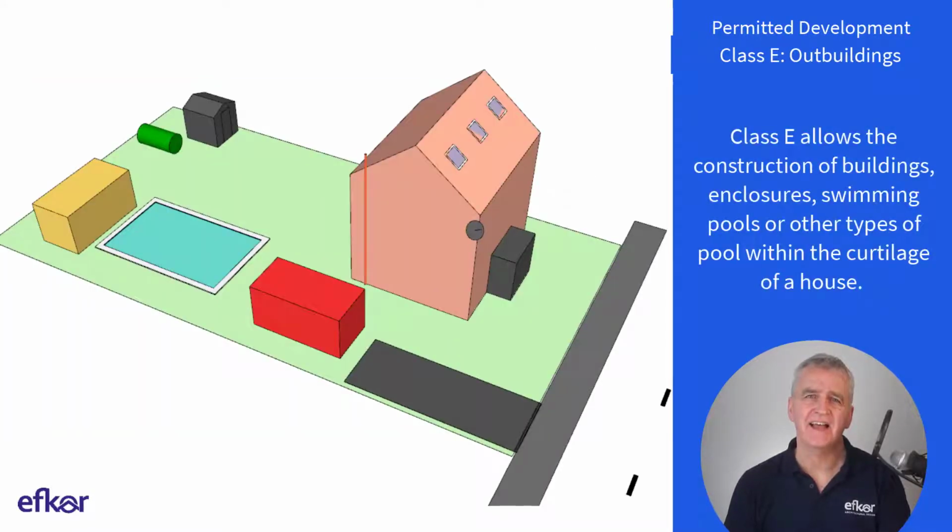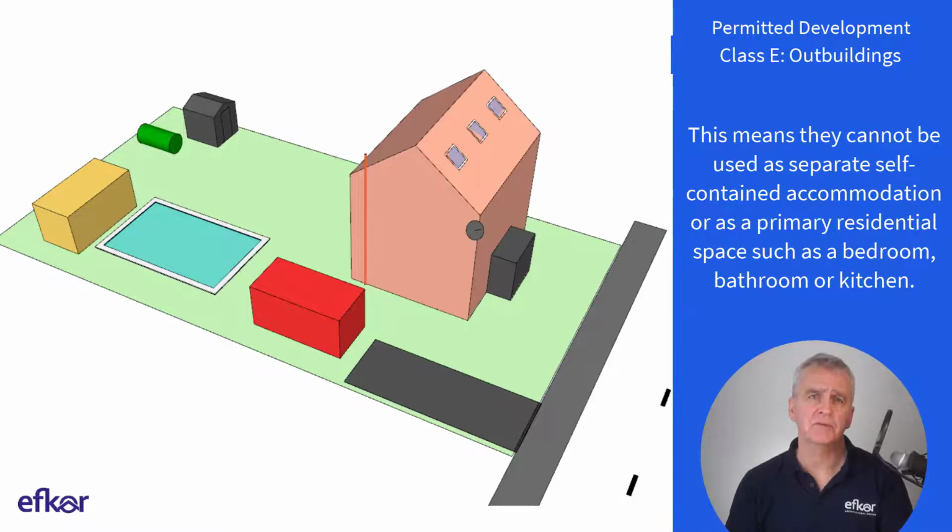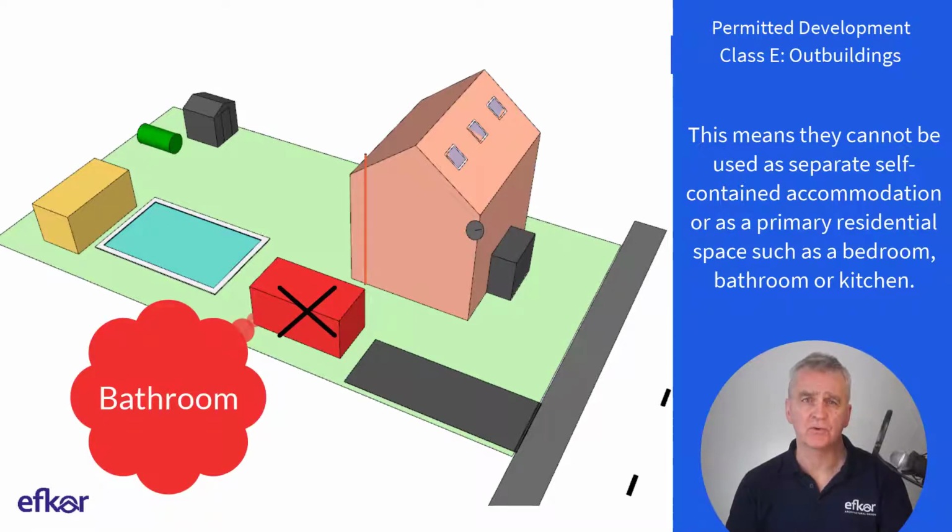Class E allows the construction of buildings, enclosures, swimming pools, or other types of pool within the curtilage of a house. Their purpose must be incidental to the enjoyment of the house and must not include normal residential uses. This means that they cannot be used as separate self-contained accommodation or as a primary residential space, such as a bedroom, bathroom, or kitchen.